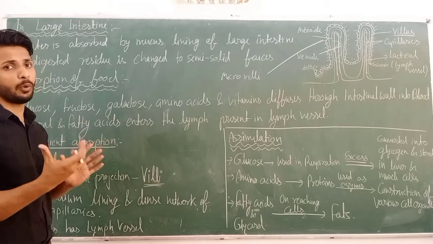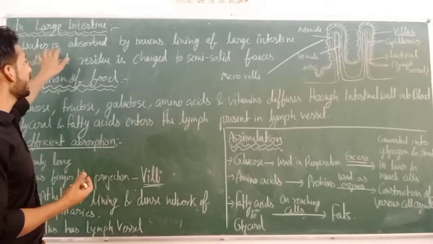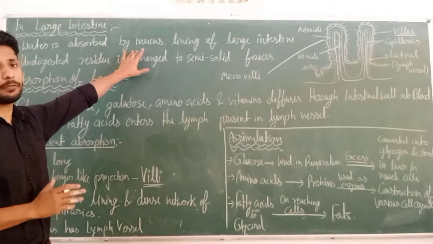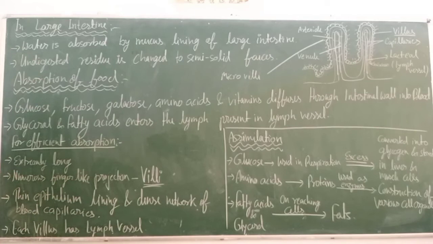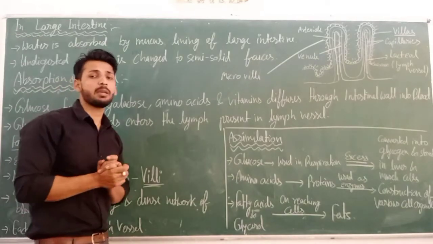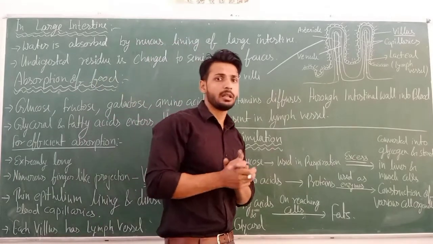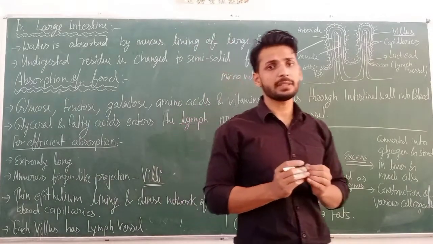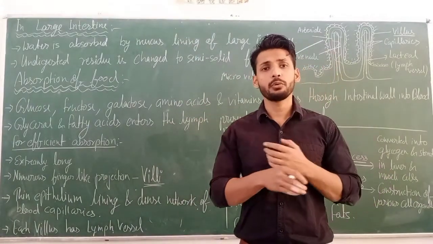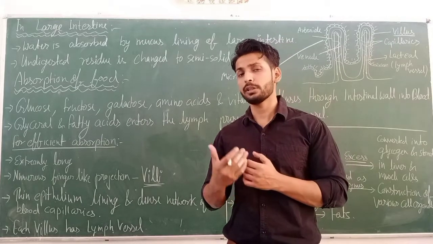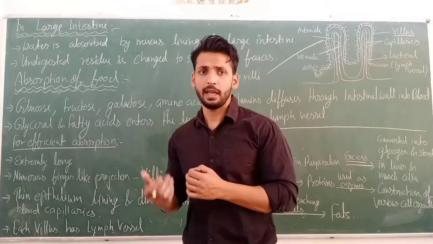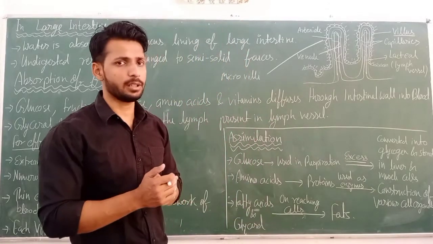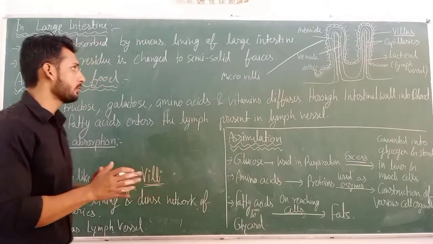Now, the residual water is absorbed by the mucous lining of the large intestine, and here the undigested residue, or you can say the undigested food, is changed into semi-solid feces. Now these semi-solid feces move to the rectum and are temporarily stored there, and they are ejected out of the anus, and this process is known as excretion. Now here it is finished.